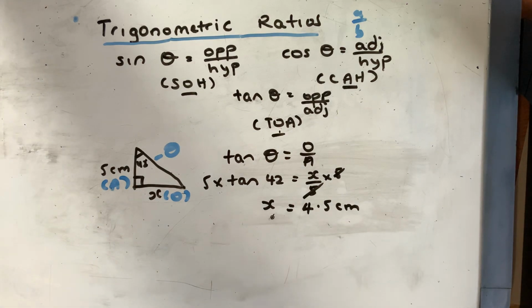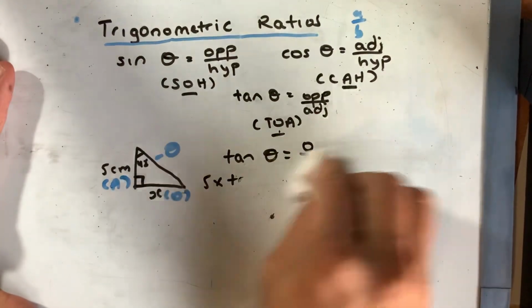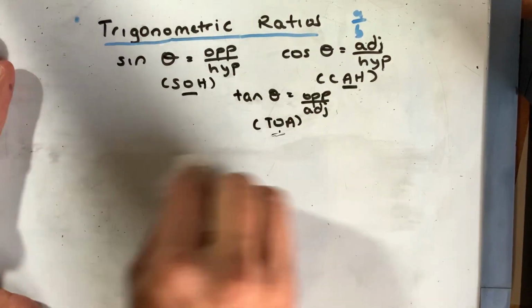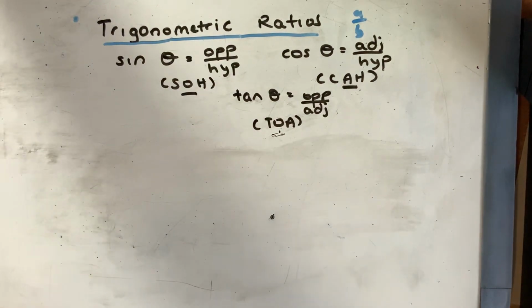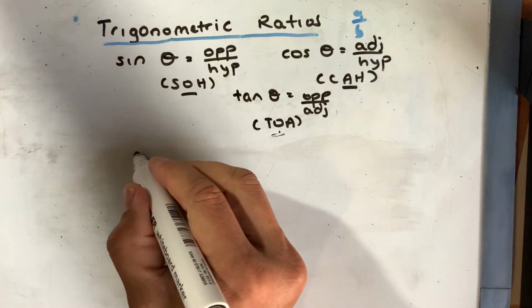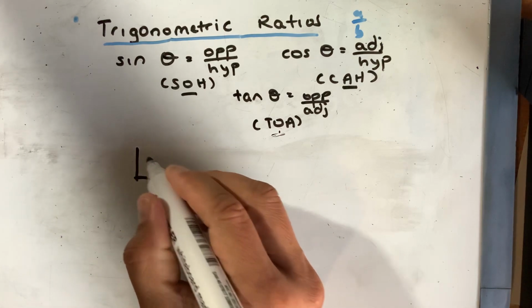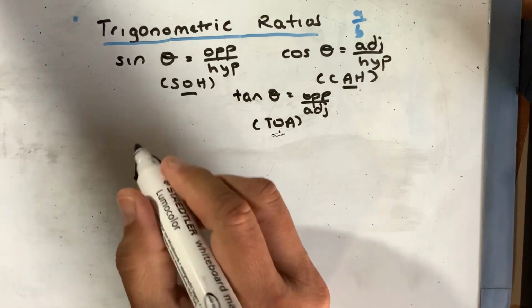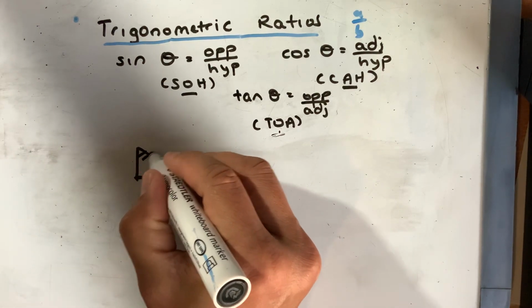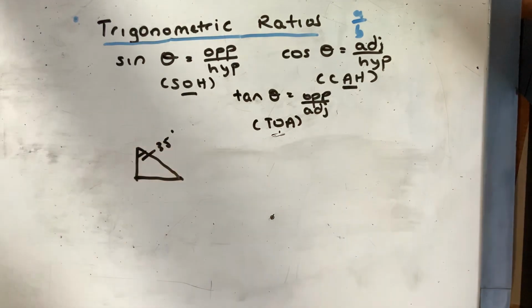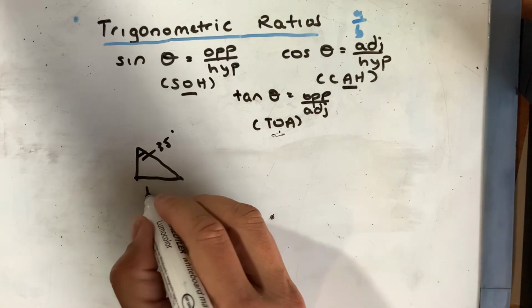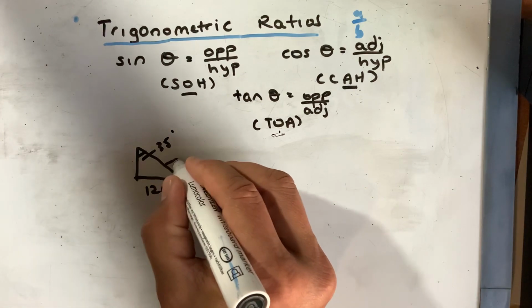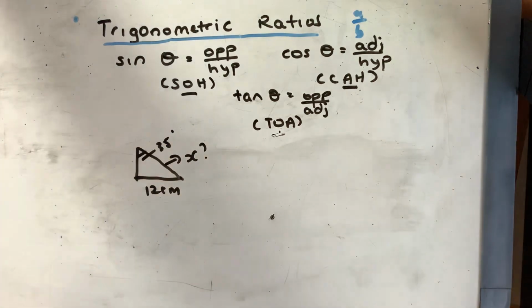Now we'll look at a harder example. This time we want to find the length when X is at the bottom. What does it mean? So for example, we do the same example but different numbers. Now if I have 35 degrees here, and the length is 12 cm, and I want to find X. How would you do that?